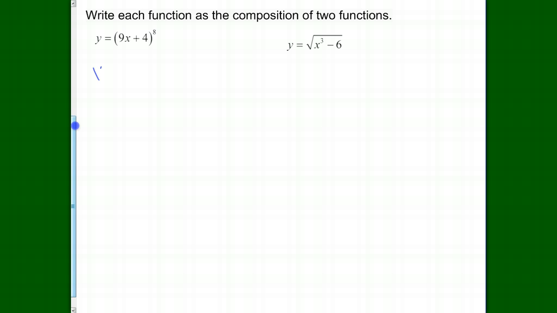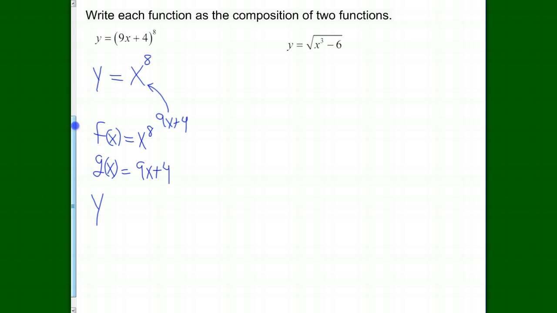Looking at function y, what we really have is something raised to the 8th power. But instead of x, what we have is this 9x plus 4. So there they are. Those are the two functions. f of x is this x to the 8th. g of x is that 9x plus 4 that was being plugged into function f. And so what we have is y equals f of g of x, where these are our two individual functions.